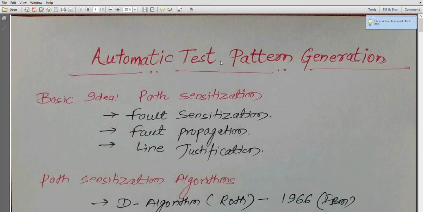Hello and welcome to this lecture, students. We are discussing the subject VLSI testing, and today's topic is automatic test pattern generation.